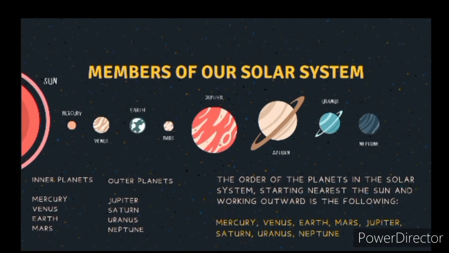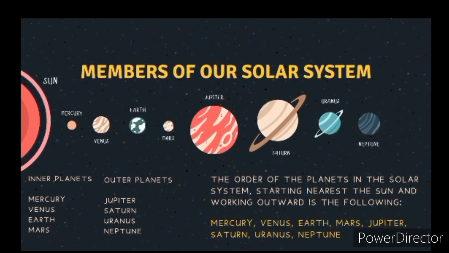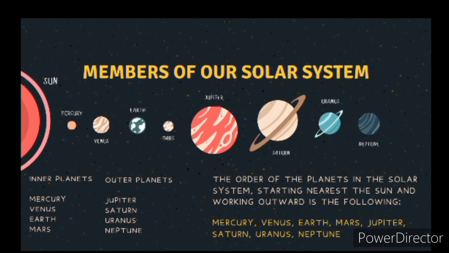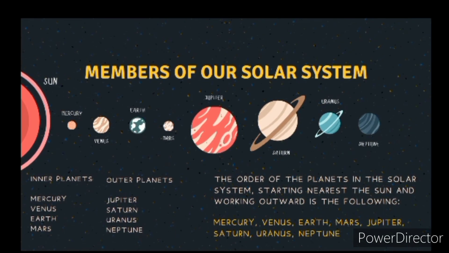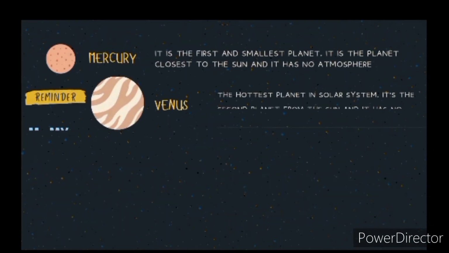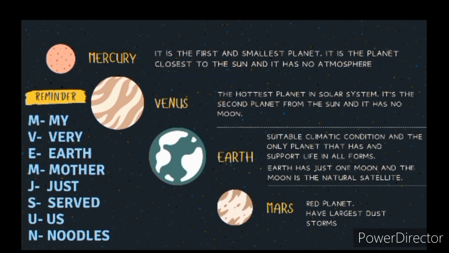Now, let's look at the different inner planets. We have Mercury, we have Venus, we have Earth, and we have Mars. So the 4 planets closest to the sun, they are the inner planets. While the outer planets, we have Jupiter, we have Saturn, we have Uranus, and we have Neptune. So together they all make up the 8 planets of our solar system. We will be looking at these planets one after the other.